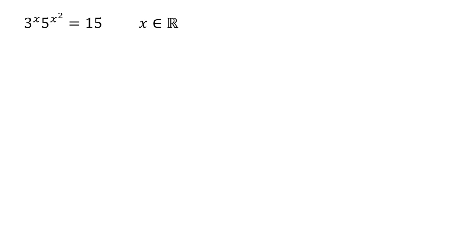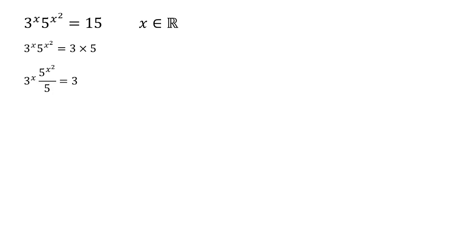The first thing to notice here is that we've got 3 and 5 on the left-hand side. 15 is equal to 3 times 5, so let's rewrite it like that. Now I'm going to get the 3's and the 5's on the same sides as each other. So to do that, first thing to do, I'm going to divide by 5.